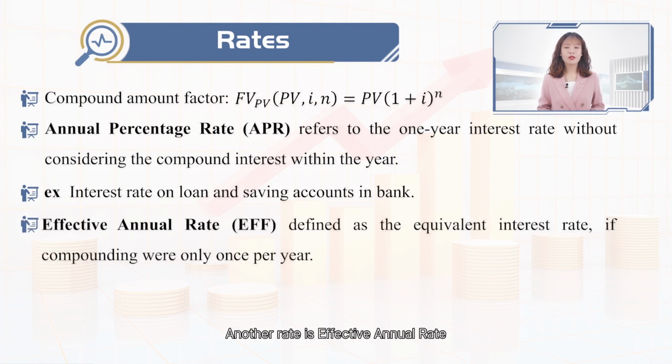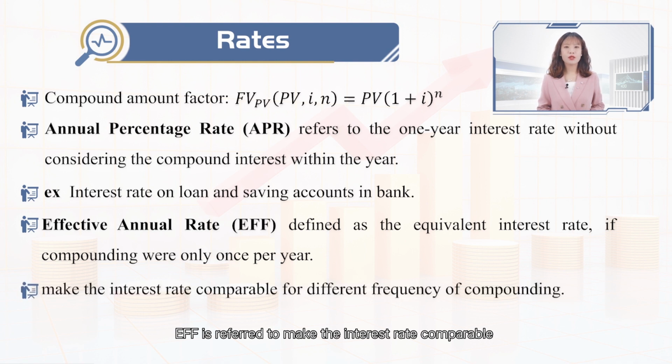Another rate is the effective annual rate, EAR for short. Here we use EFF. EFF is defined as the equivalent interest rate if compounding were only once per year. EFF is used to make the interest rate comparable for different frequencies of compounding. What's the relationship between the APR and the EFF?